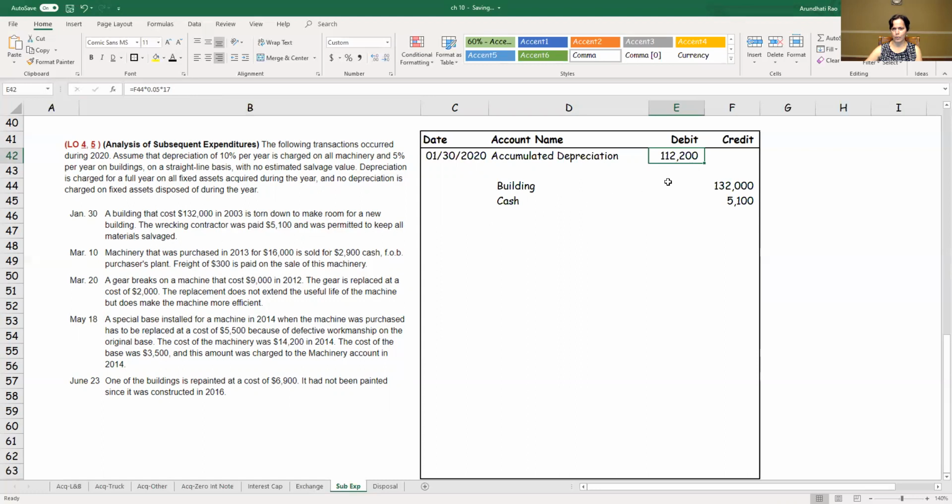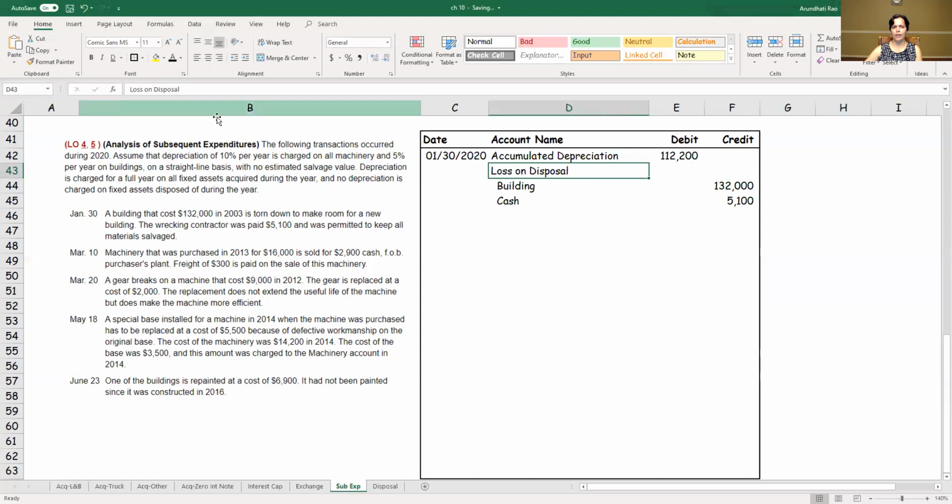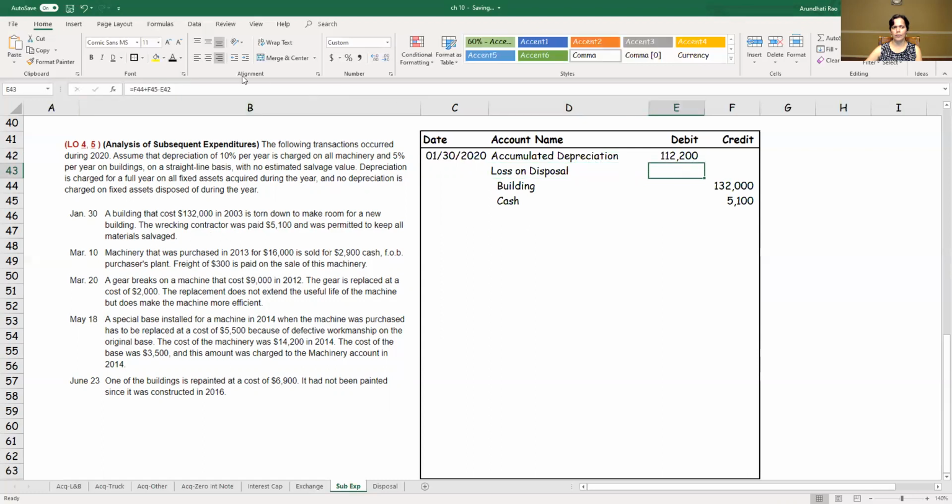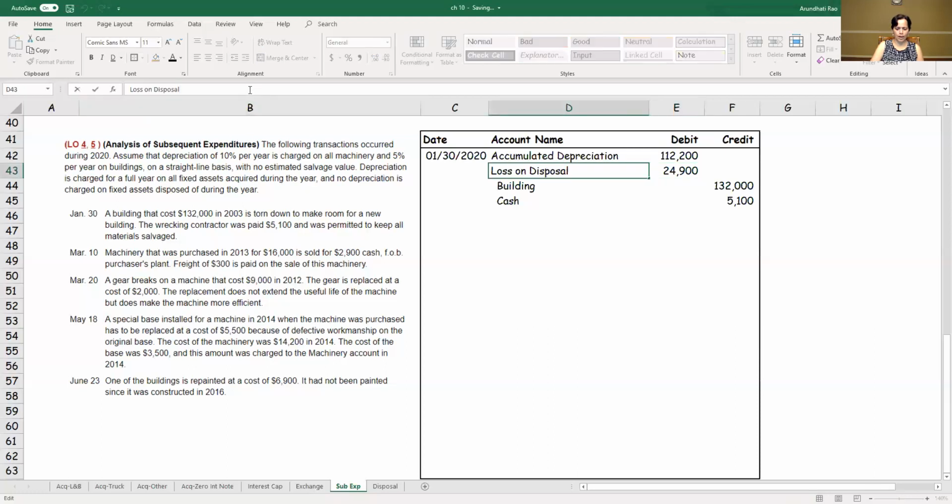The asset has been depreciated. So what's left over here is the balancing figure, which is the loss on disposal. And that works out to 24,900. So I'm going to write here in parentheses that this is the balancing figure. So once again, all I needed to do was calculate the accumulated depreciation to find out the loss on disposal over here. So in this case, I just got rid of the asset. I didn't worry about it.